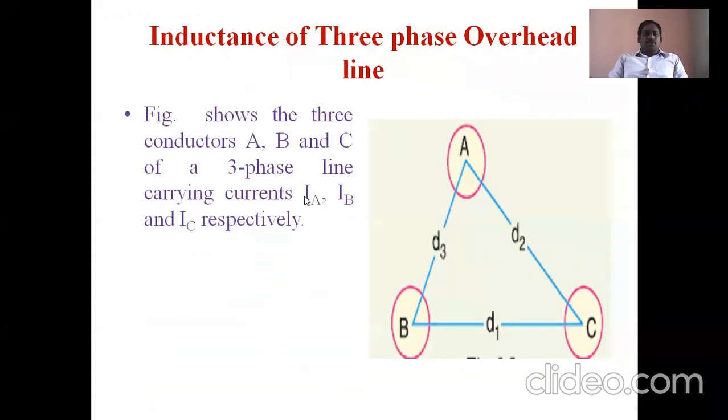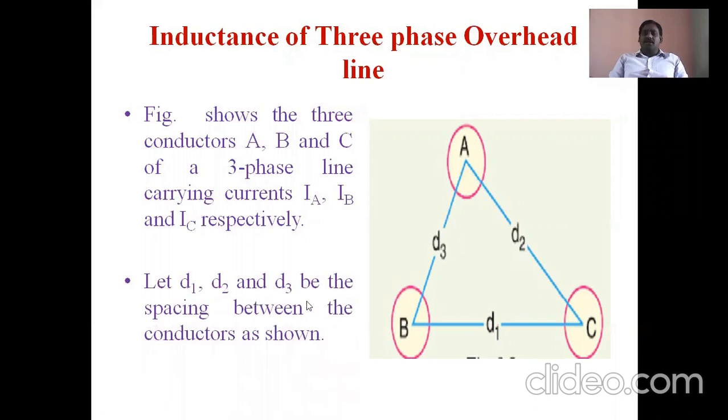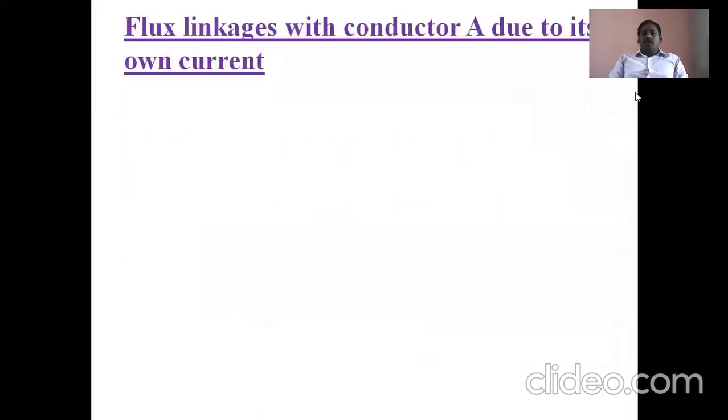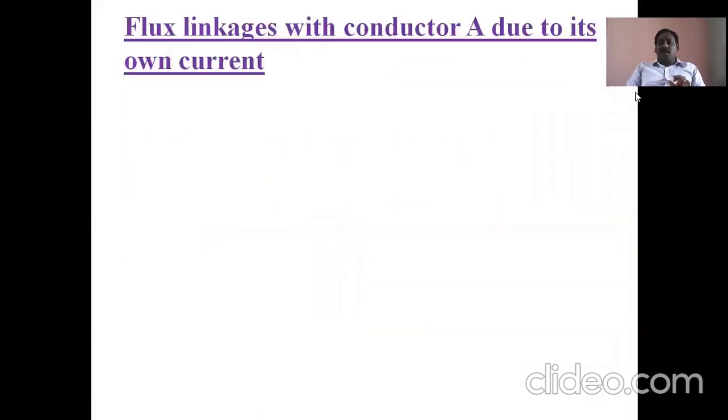Here the current flows through the phase conductors, because there are three phases, RYB or ABC. The current flowing through phase A is IA, phase B is IB, and finally phase C is IC. D1, D2, D3 are the spacings between the conductors as shown in the figure. Now we want to calculate the flux linkages with conductor A due to its own current.